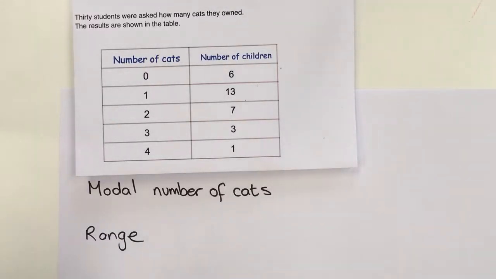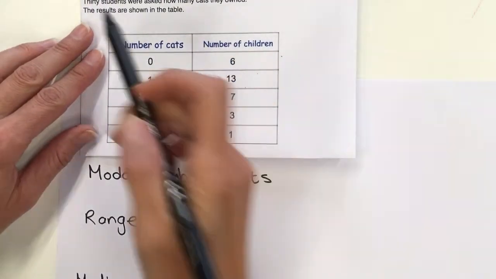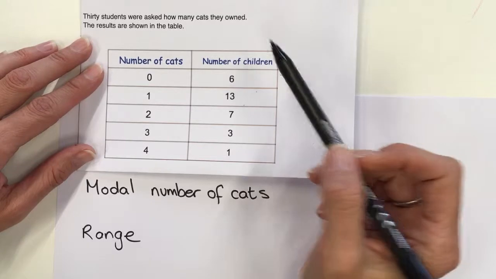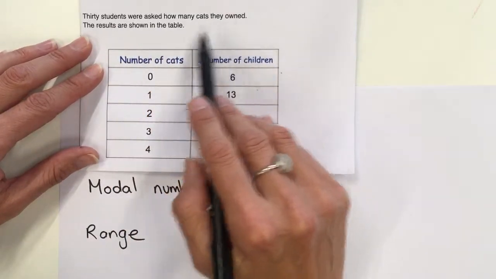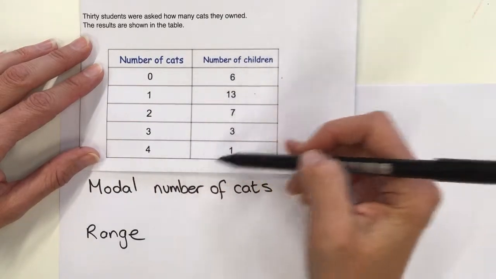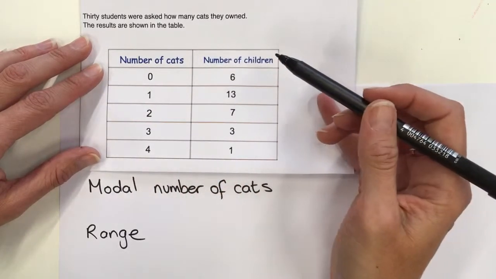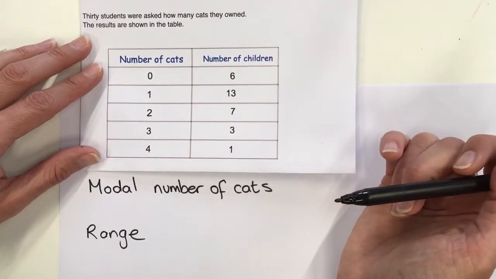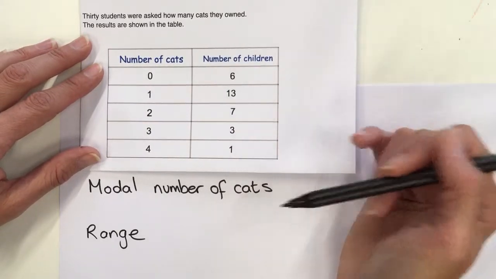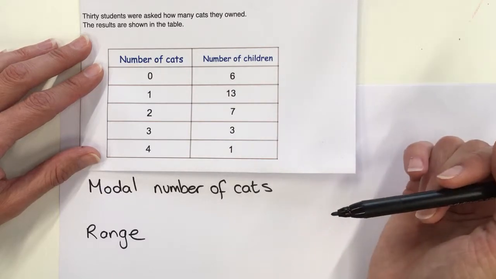In my previous video, we looked at how to calculate the mean from a frequency table. We're now going to look at some of the other averages that we need to calculate from a frequency table. So we used this example before when we calculated the mean. It's about 30 students and how many cats they owned. The table showed the results. In the previous video about the mean, I explained how the table works, so you might want to reference that before you start looking at how to calculate the other averages.